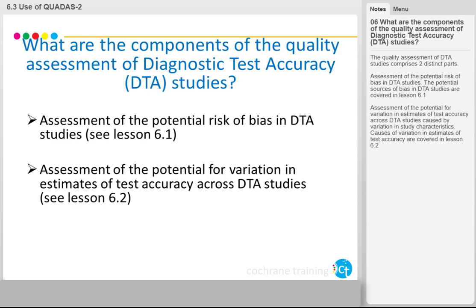The quality assessment of DTA studies comprises two distinct parts. Assessment of the potential risk of bias in DTA studies. This is covered in lesson 6.1, and assessment of the potential for variation in estimates of test accuracy across DTA studies caused by variation in study characteristics. This is covered in lesson 6.2.